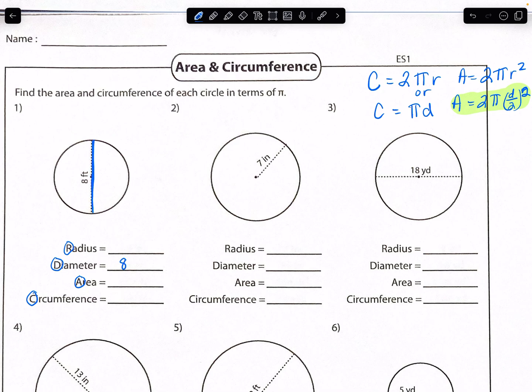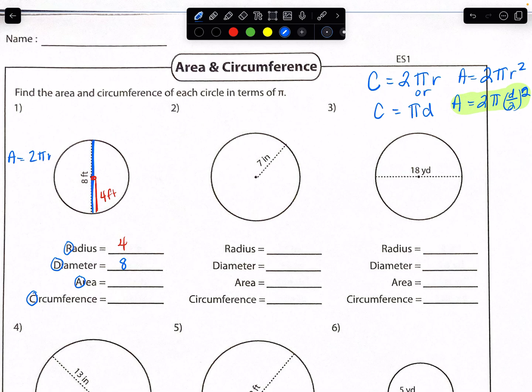So the diameter is 8. Well, the radius would be half of that. So that is 4 feet. So we're going to put a 4 in right there. We are going to solve that area and circumference. Make sure that you have room to write. Remembering that our formulas are A equals 2 pi r squared and circumference equals 2 pi r or pi times d. I'm going to go ahead and do pi times d because in this case I have the diameter.